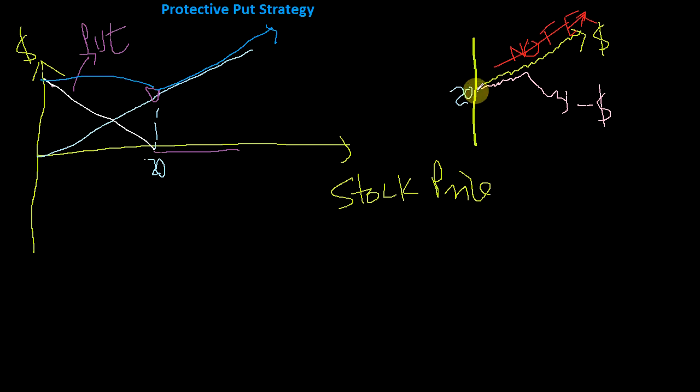But if your underlying starts dropping, what you should do is wait till the maturity, and then you can exercise your option. So these are the two strategies that you will be using based on what happens to your stock price.